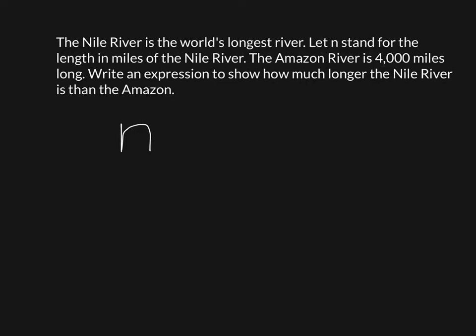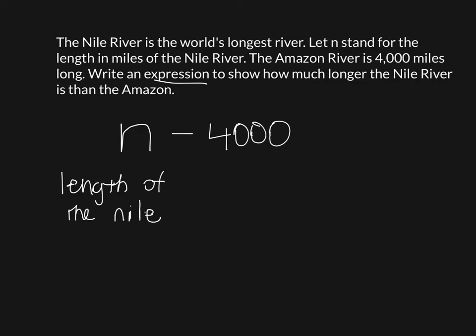And then we want to find how much longer the Nile River is than the Amazon. So I need to subtract 4,000 miles from the Nile River to find that difference. Now it says write an expression, so I don't need to write an equal sign, and I know that this is my answer. So N is the length of the Nile, which we don't know. And then the 4,000, that is the length of the Amazon.